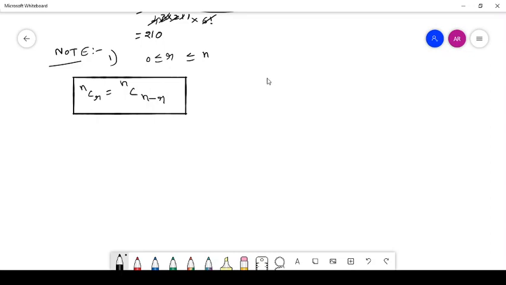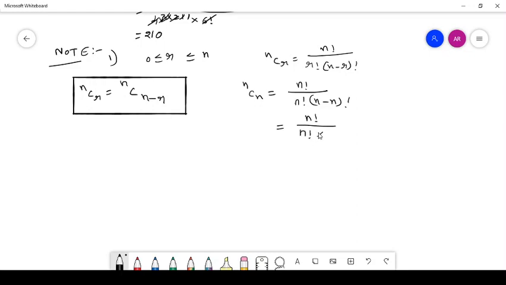Next, nCn. nCr is n factorial by r factorial into n minus r factorial. Here we are finding nCn. nCn is n factorial by n factorial into n minus n factorial. n minus n is 0. We know that 0 factorial is 1. n factorial will be cancelled. That is equal to 1. So nCn is 1.